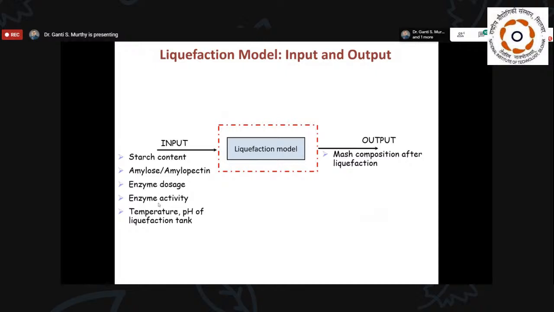So we also need the temperature and pH of the liquefaction tank. Remember, this is a simple process with an enzyme reaction, so we are not worried about controlling this process, because we know that this is actually done very well, as I was explaining earlier. So these are the inputs to our liquefaction model, and what we get out is the mash composition after the liquefaction, which will have all these small chains of glucose dextrins, small chains of glucose molecules.